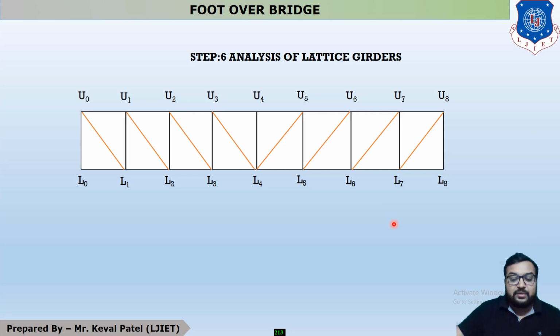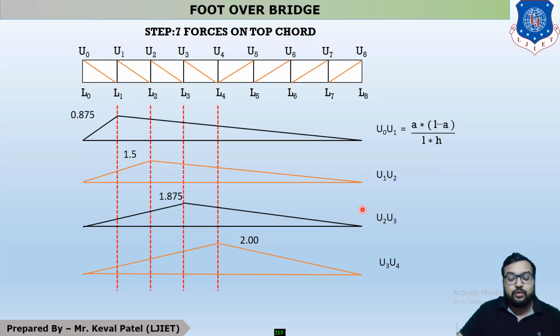Okay. Now we are moving to step number 7, which is the forces on top chord. Now your first member is U0 U1. At which point is the force maximum? You have to consider U0 U1's opposite end, which is L0 L1. Now you can see that from U0, one diagonal member, U0 L1, is connected at the L1 point. So whenever you design for top chord, you have to consider the opposite end and the point at which your diagonal member is acting; at that point your force is maximum.